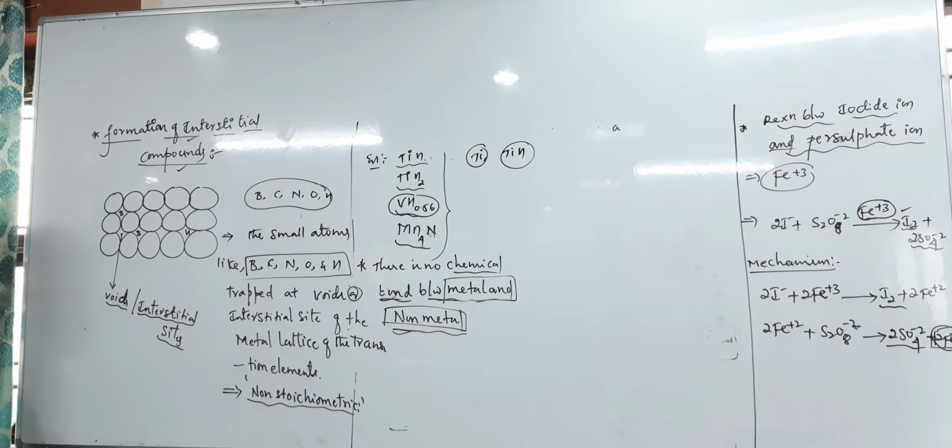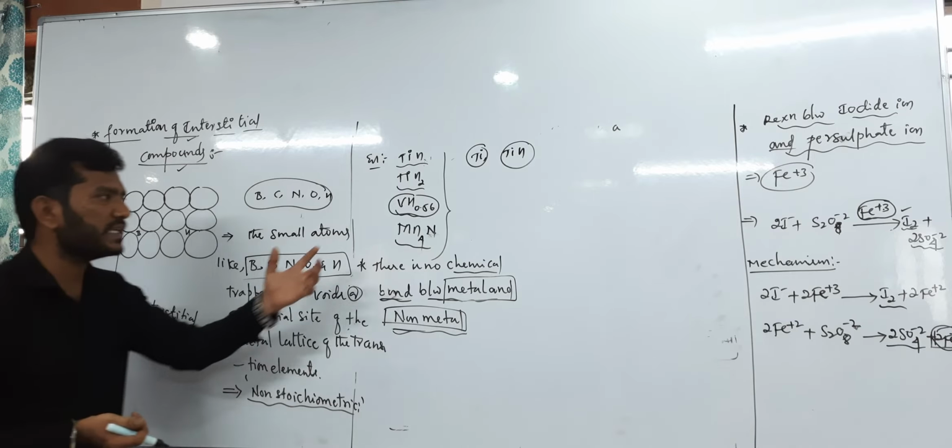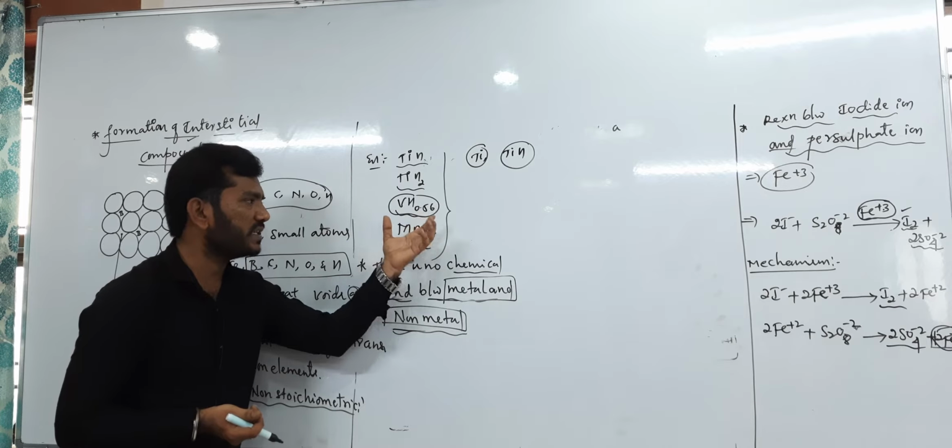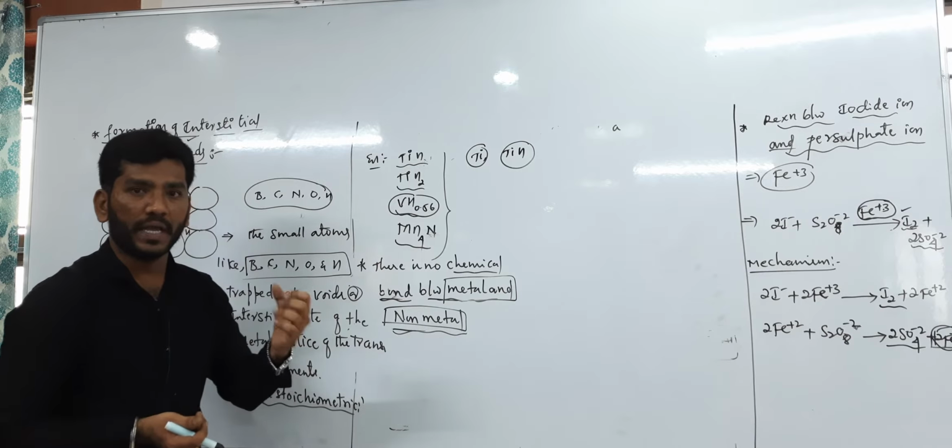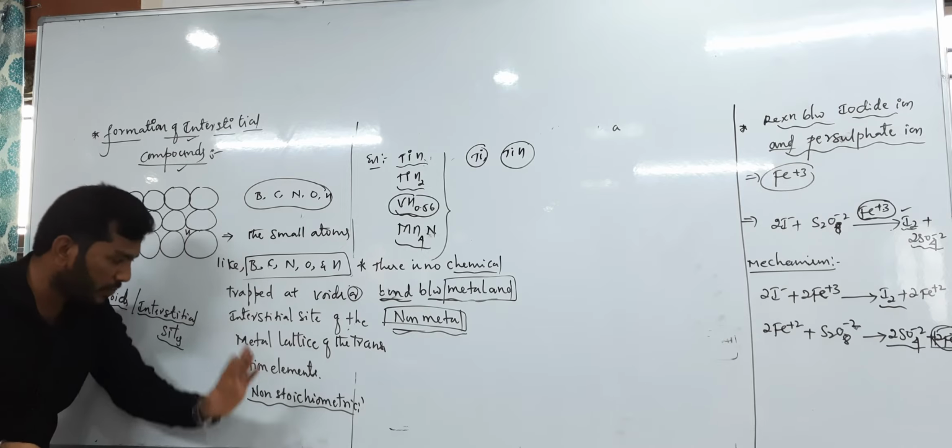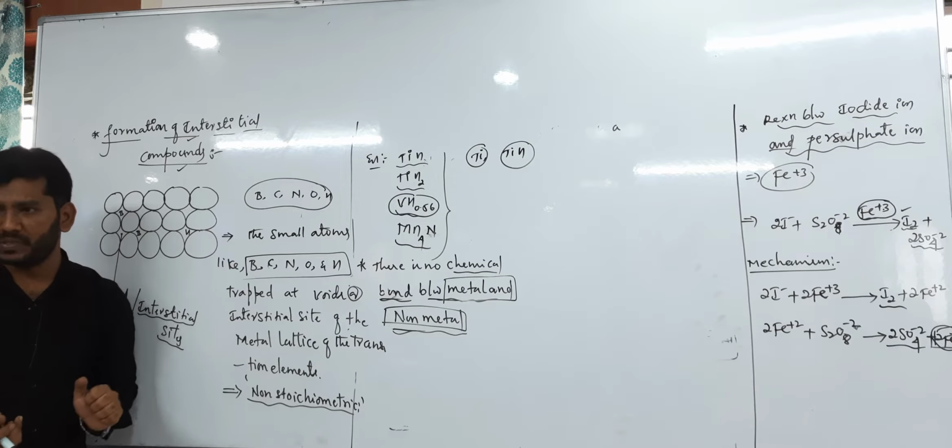Since in that particular compound, some metals will not maintain the stoichiometric coefficient properly. Since in the case of VH we have hydrogen in fractional form, that's why we would say that such a compound is a non-stoichiometric compound.